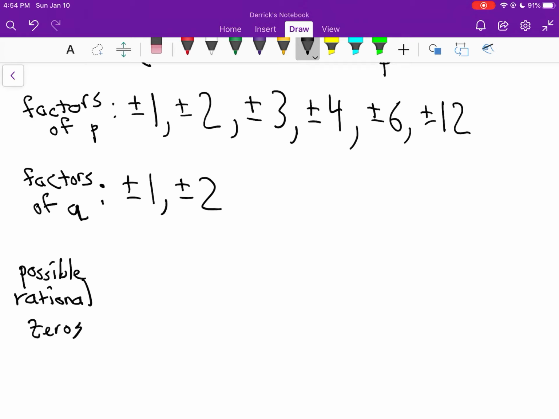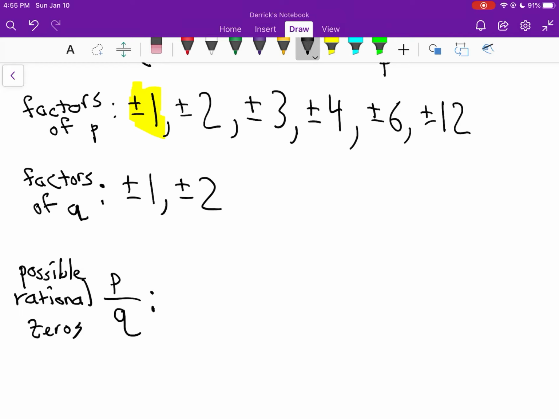Now, the way to actually find our list of possible rational zeros is exactly what the definition that we talked about earlier tells us. The earlier definition said we were supposed to take factors of p, factors of our constant, and divide it by factors of q, factors of our leading coefficient. Meaning, for our list of possible rational zeros, what we want to do is take p divided by q. And that is every single p divided by every single q. The way I like to do it is I start with a factor of p and divide it by every q factor.